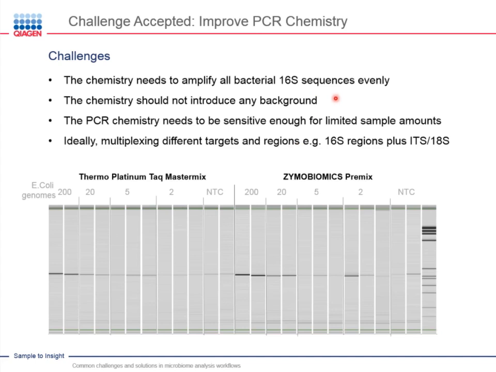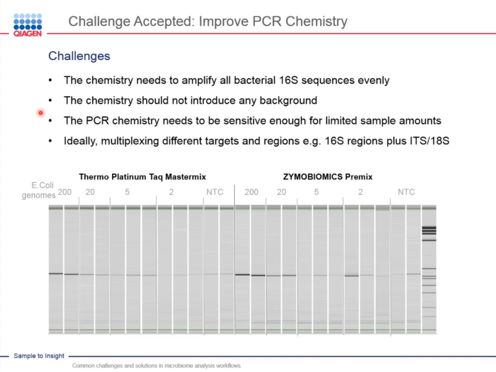Beside this, and this is also a point which affects your sample distribution of the different strains, your chemistry itself should not introduce any bacterial background to your sample. This is not always that easy because, for example, a lot of enzymes which are used for molecular biology applications are expressed in bacteria. And further on, you have to have a chemistry which is sensitive enough to also amplify limited sample amounts.